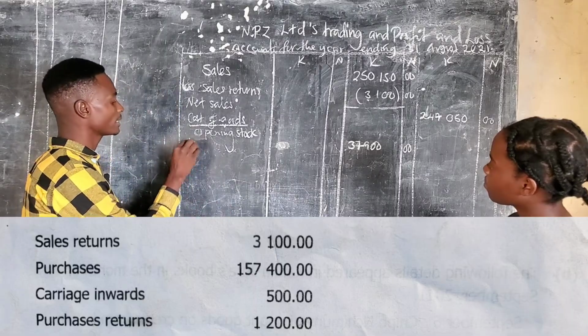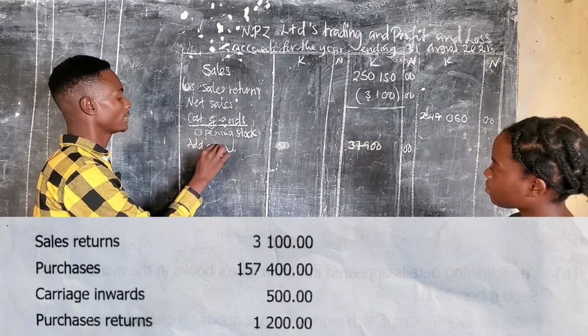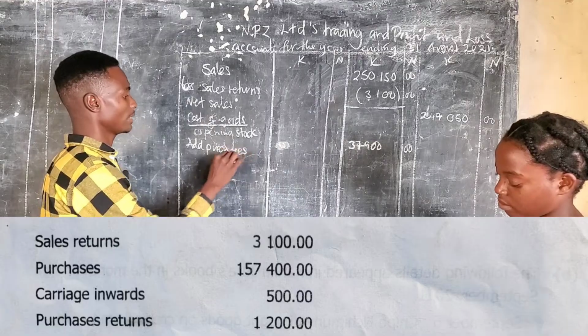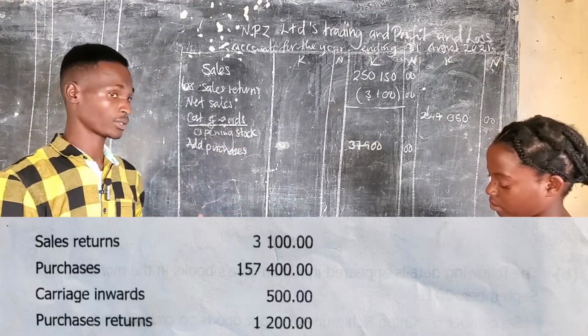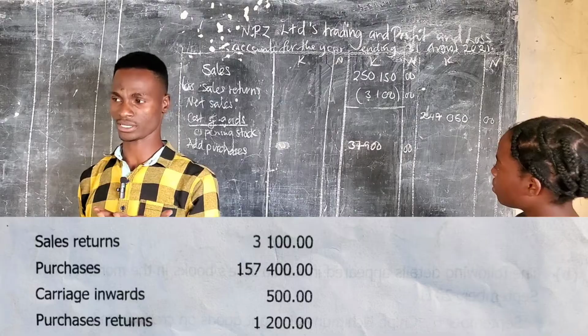So I'm going to say add purchases. We check if at all we have these four things.